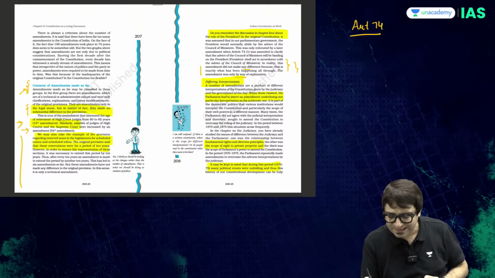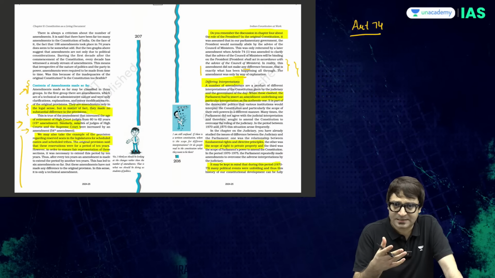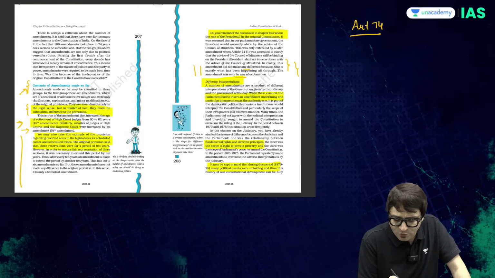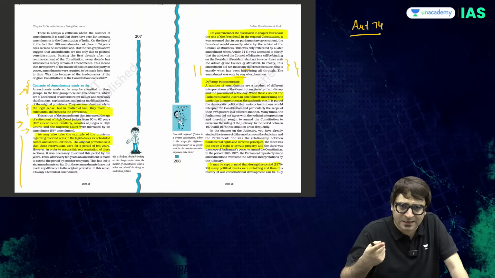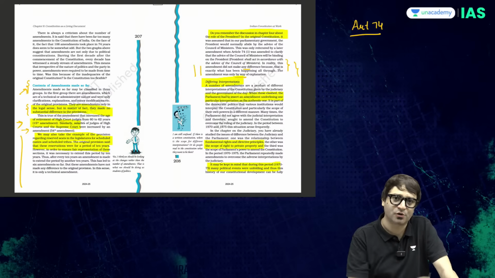So this was not an innocent constitutional amendment, as NCERT would like us to believe. This was not an amendment which was only explaining what was happening previously. No, this was a substantial amendment to the Constitution.